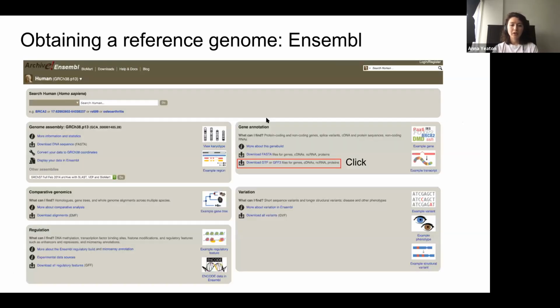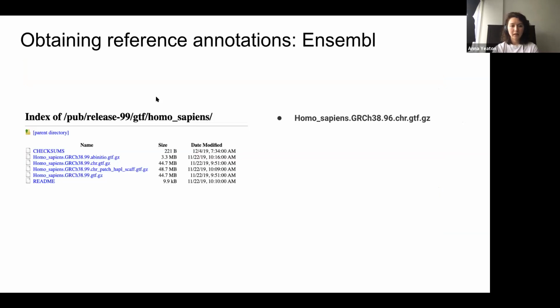Now you have to also get your reference annotations, and you're going to get those from the gene annotation side. So you're going to get them from this download GTF link. And it takes you to here. And the file that you want is Homo sapiens, this GRCh38.96 chromosome GTF.gz file.